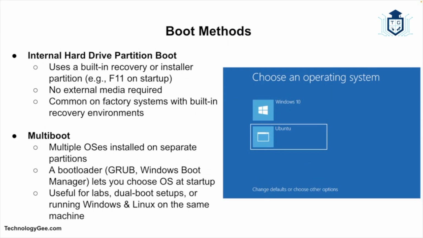Another boot method is the internal hard drive partition boot. Sometimes the installer is already stored on a hidden partition inside the computer, and this is common in factory recovery setups. So there is no need for external media. You just trigger the recovery tool by pressing F11 on boot.